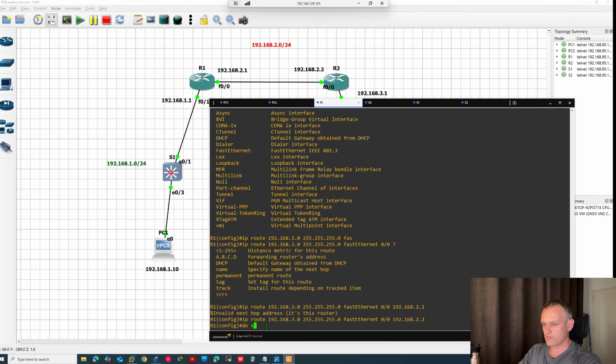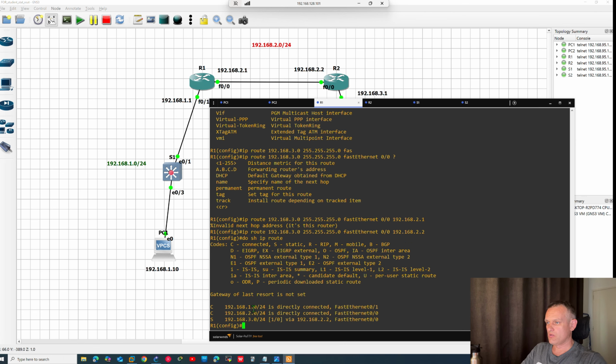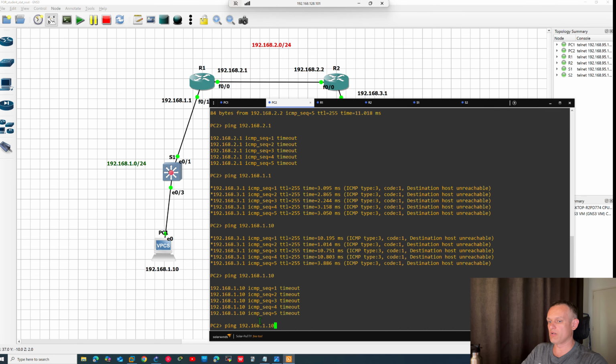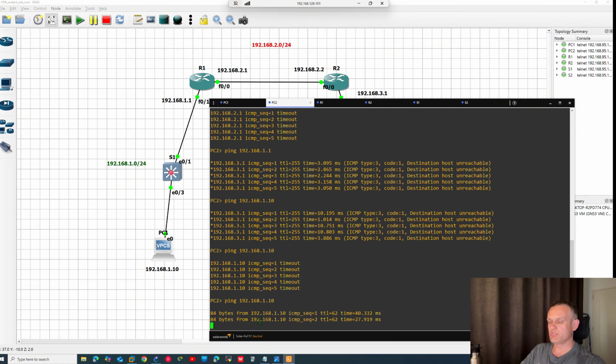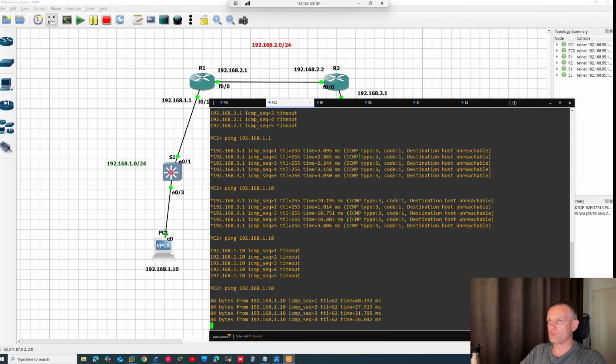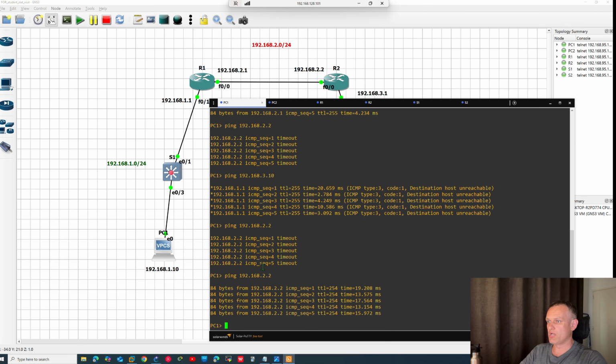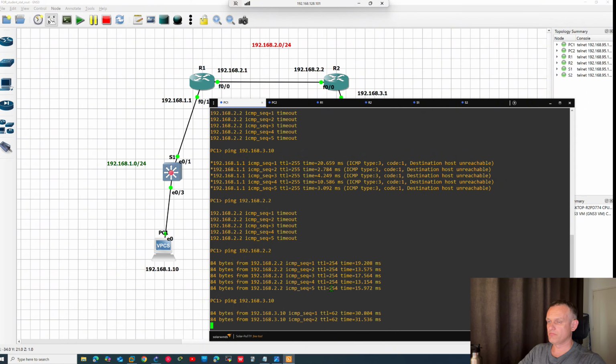Do show ip route. 1, 2, 3. We have all of them static. Then from PC1, we are going to check this right now from this one. Then yes, we have a connection between these two right now. And from PC1 we can check as well, not 2, okay, 3.10, enter, successful.